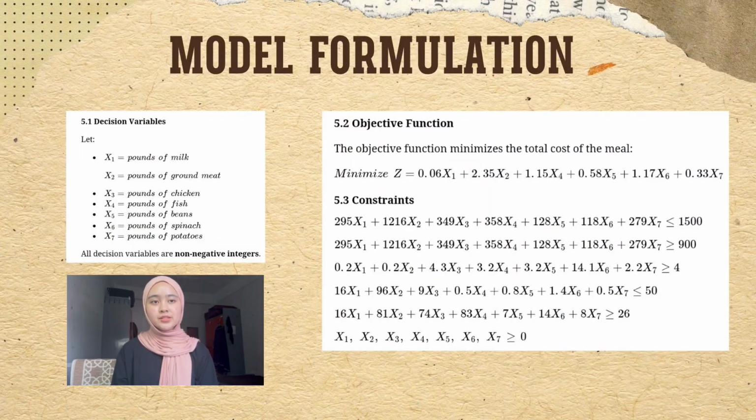The decision variables represent the amount in pounds of each food item selected, and all variables are restricted to non-negative integers. The objective function is to minimize the total cost of the meal. The constraints ensure that the nutritional requirements for calories, protein, iron, fat, and carbohydrates are satisfied. This complete model is then solved using Excel solver.